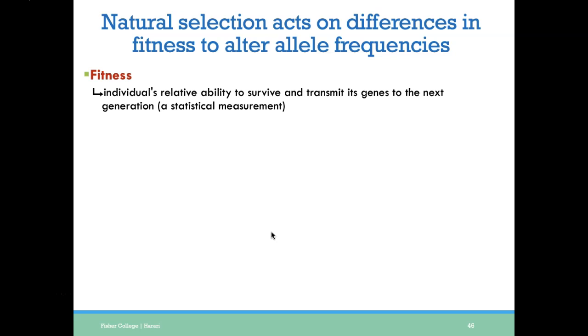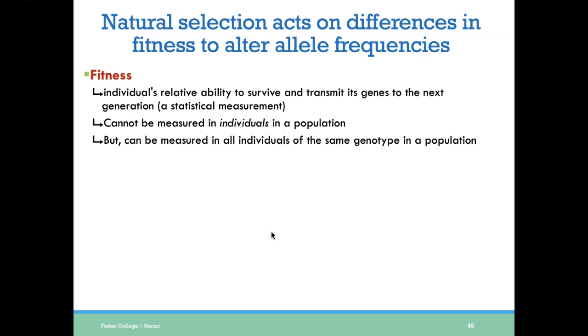Right? So this is a statistical measurement. It cannot be measured in individuals within a population. So fitness is a relative statistical measurement of the ability to survive and transmit the genes to the next generation. It cannot be measured in individuals in a population, but it could be measured in all individuals of the same genotype within a population. So you could attribute fitness to a genotype within a certain population.